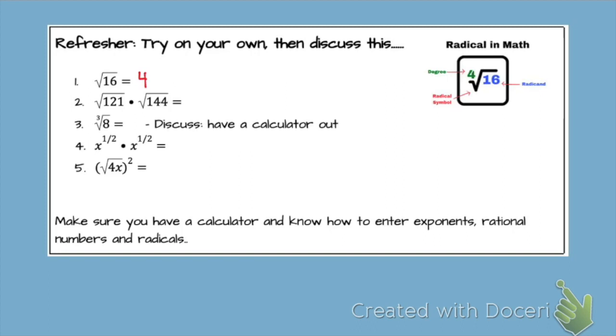Next, we have square root of 121 times square root of 144. The square root of 121 is just 11, and the square root of 144 is just 12. If I multiply those together, I get 132.